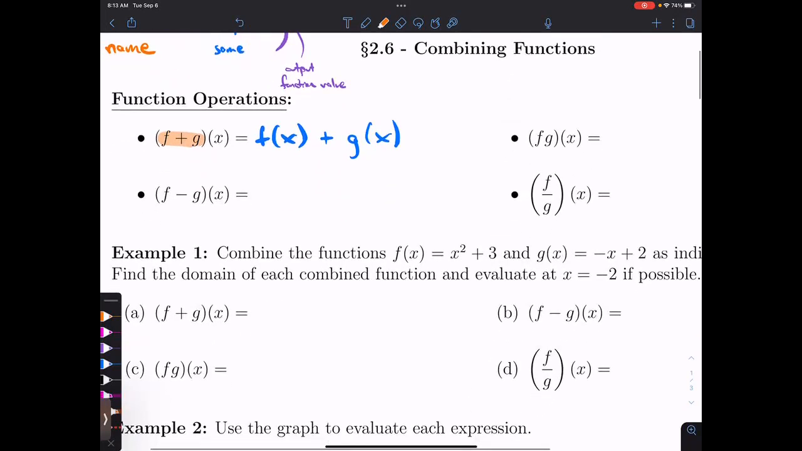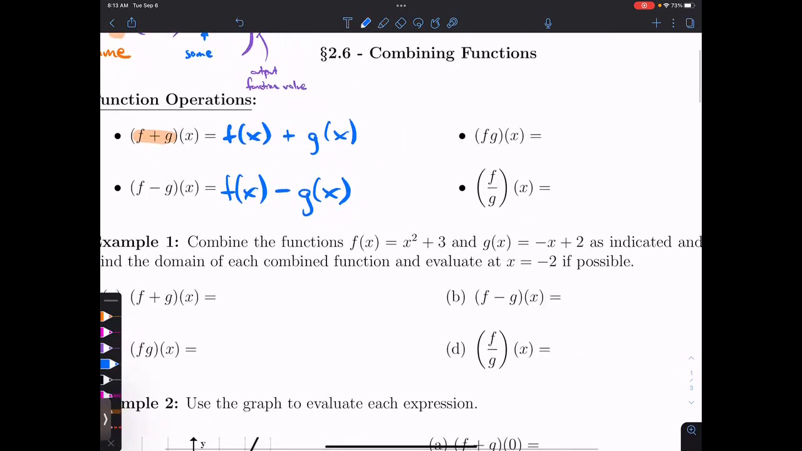Okay, so what's f minus g? Yep. F of x minus g of x. F g, or f times g, right? This is, again, the thing where we write two things next to each other. What we mean is multiply them. F of x times g of x.